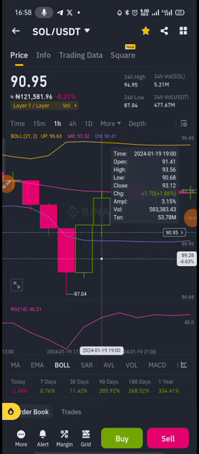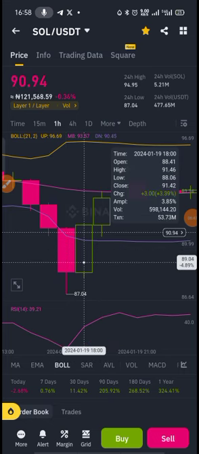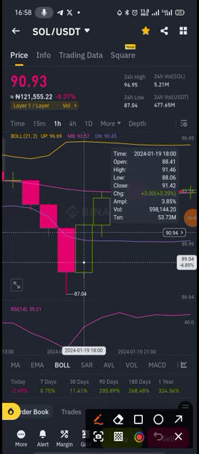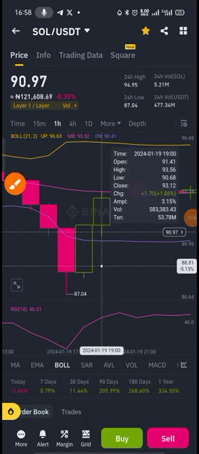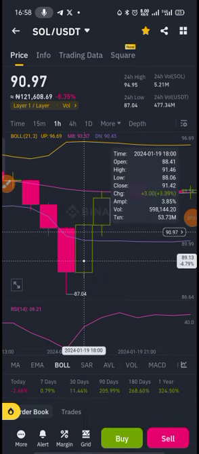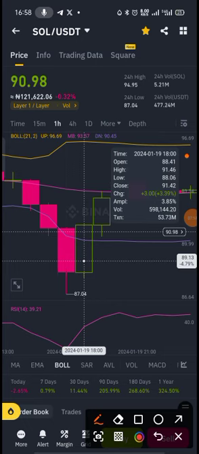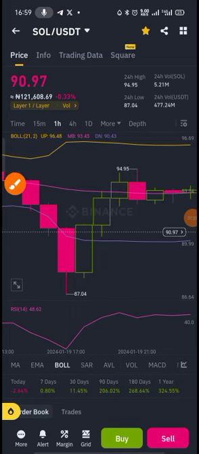Now, when you see a green candle, it tells you the opposite. It means the market opened at the bottom and closed at the top. So it opened here and closed here. If you check this coin now, the opening was 88.41 and the closing was 91.42. That was a gain of 3.39%, right? That's what the candle tells you.